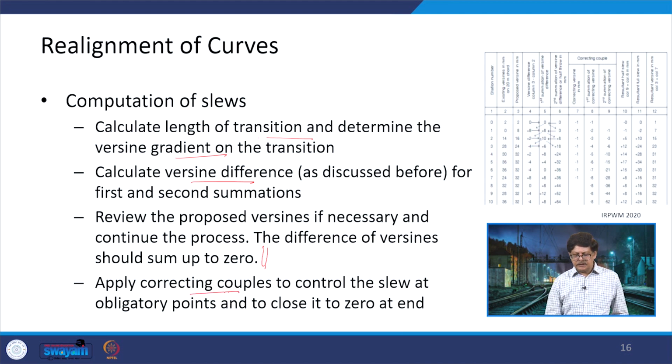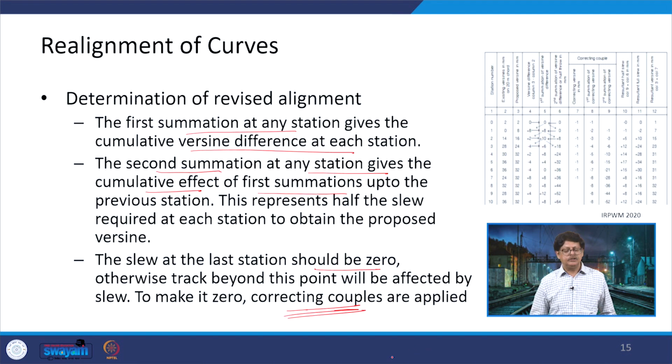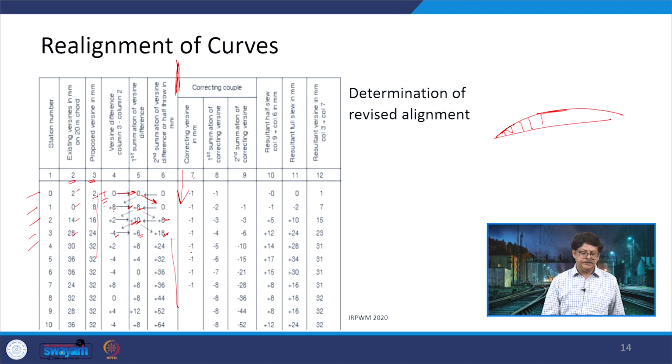After the correcting couples are applied so as to control the slew at obligatory points, this will also help in bringing the values to 0 towards the end. So, now we are applying those correcting couples. We come back here. So, the correcting Versines are there. So, we have a minus 1 mm value. Again, what we do, we take the first summation and the second summation.